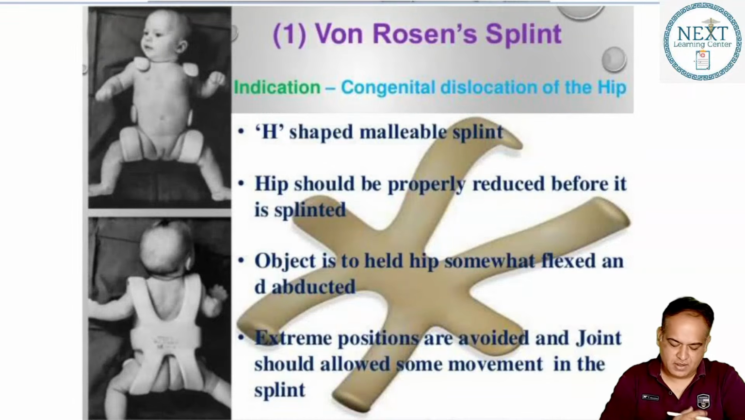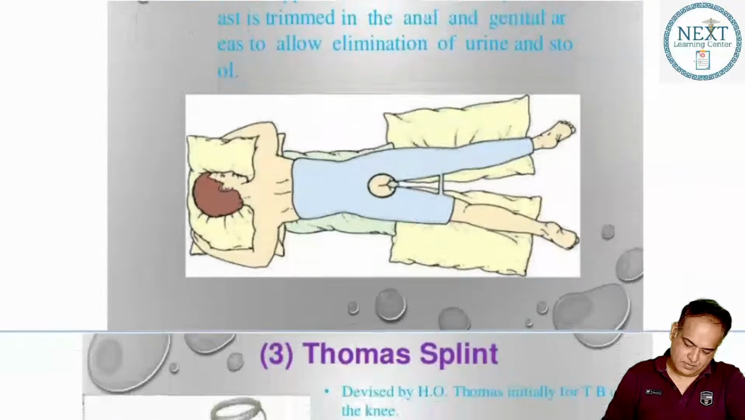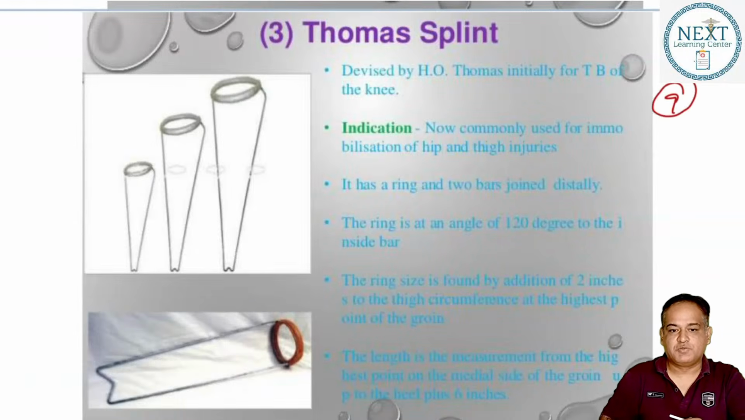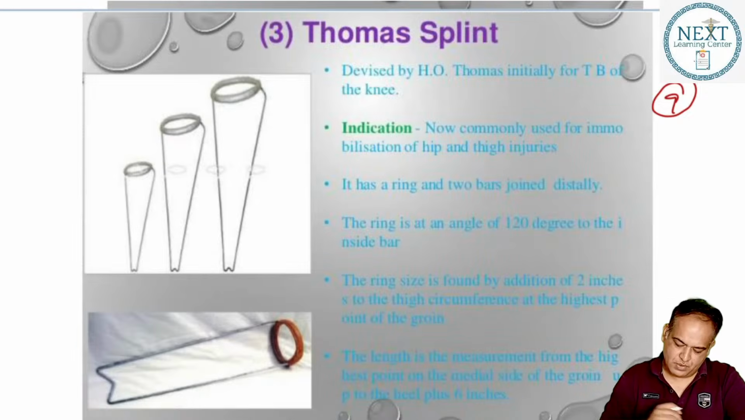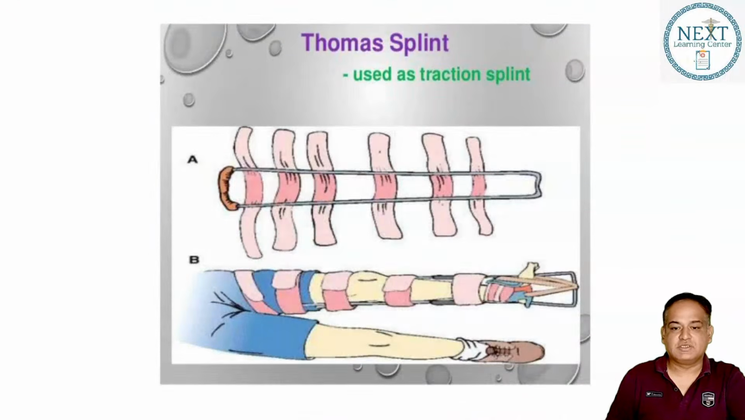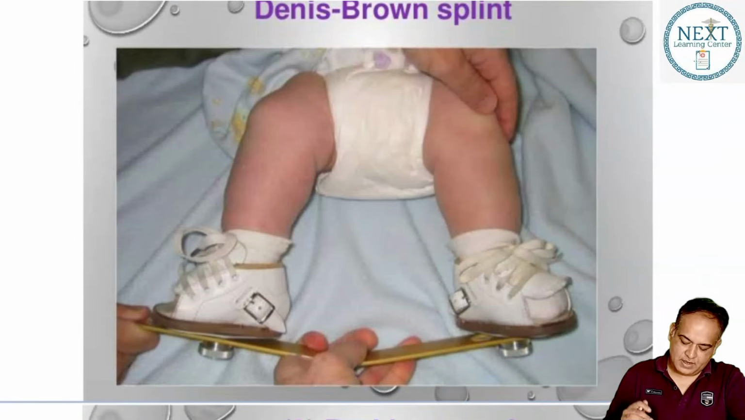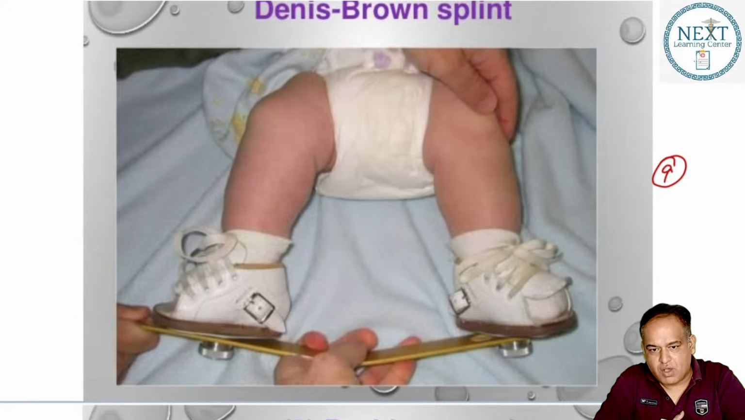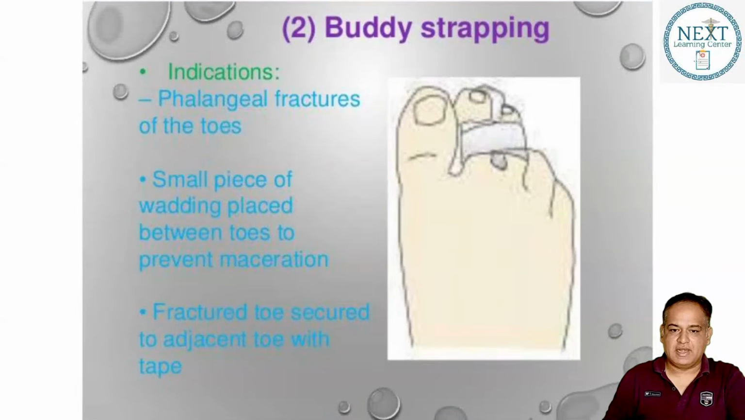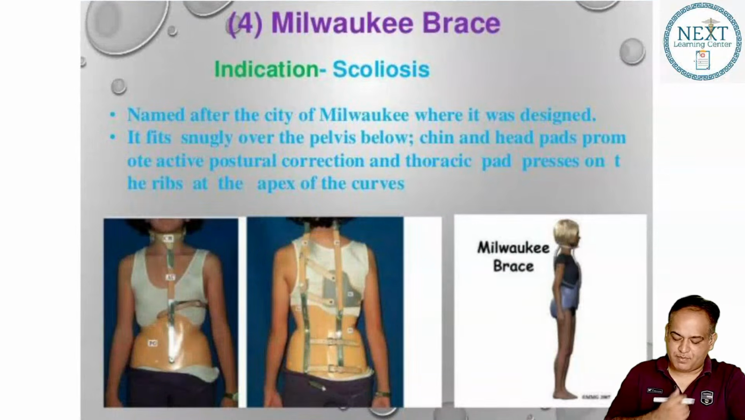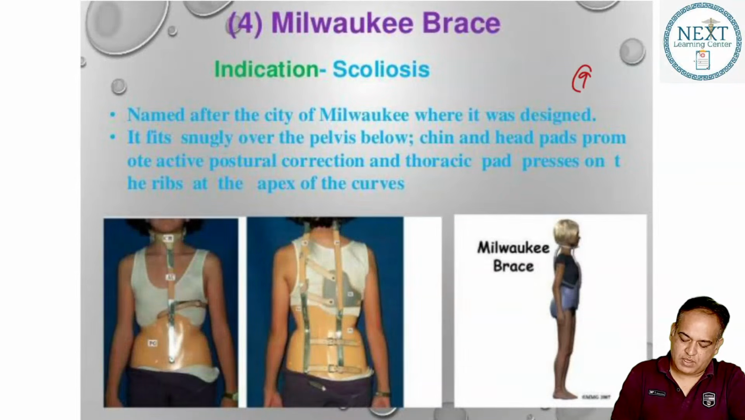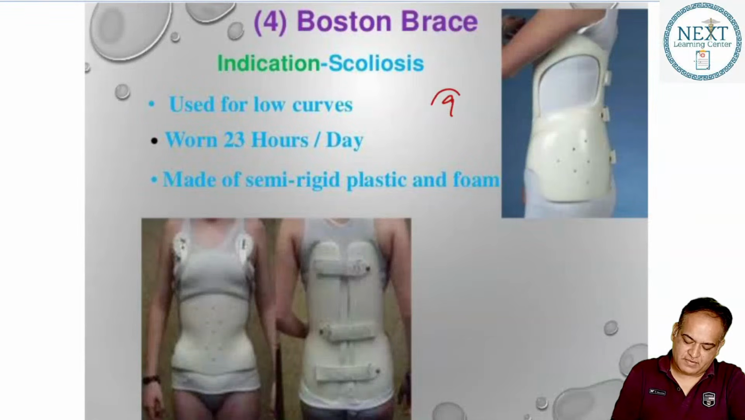Von Rosen splint is used for developmental dysplasia of hip. Thomas splint, very important. Thomas splint is used for hip stabilization. Dennis Brown splint, ultra important, used for club foot, the most common congenital orthopedic disorder in India. Milwaukee brace is used for scoliosis. Scoliosis, this is important. Milwaukee brace is important. Boston brace, this is also important.